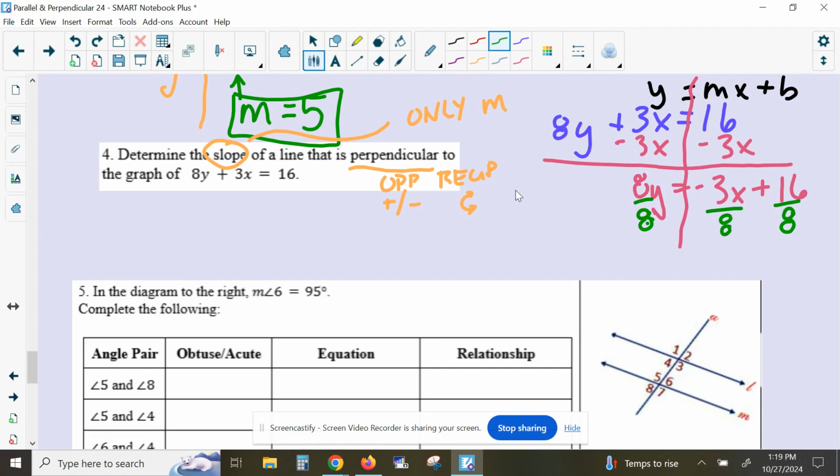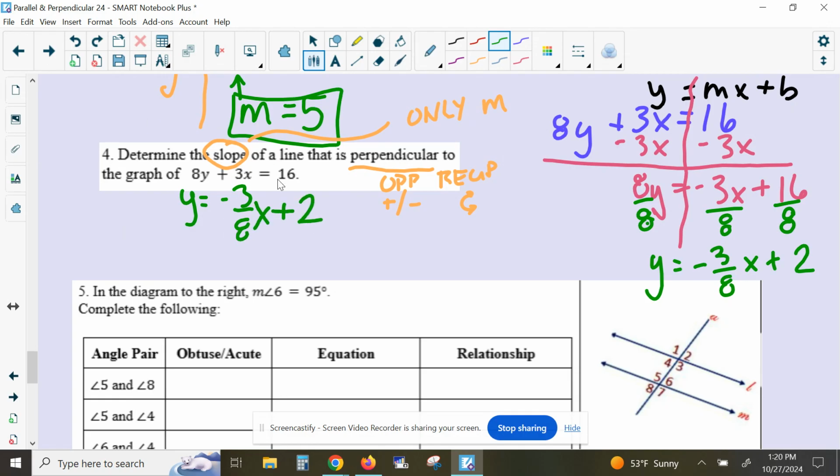So on this side, I do just get y is equal to negative 3 divided by 8, which is going to give you a decimal. And remember, we like our slope to be in fraction form, so just leave it. Negative 3 over 8 is totally fine, or negative 3/8 x. And then I've got 16 divided by 8, which comes out pretty to a nice 2. So here is this guy right here. So this guy is really y equals negative 3/8 x plus 2.